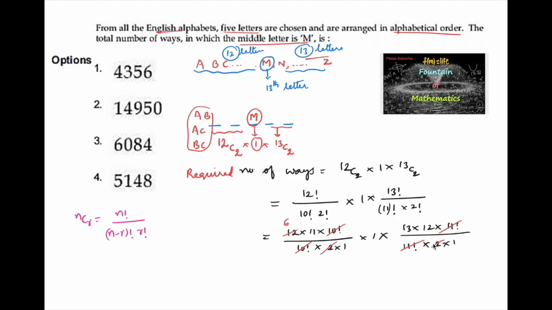And here 2 sixes, and here 2 sixes. So we can write here 6 elevens are 66 into 13 into 6. So 66 into 13 into 6, after calculation you will get 5148. 5148 is the answer, which is our option 4. 5148 ways we can arrange.